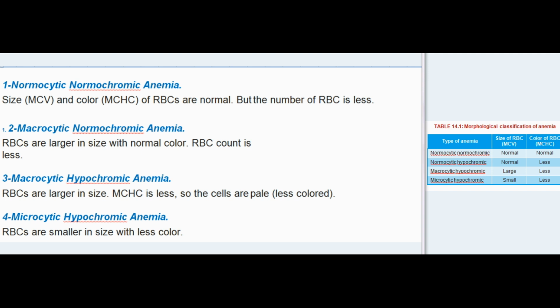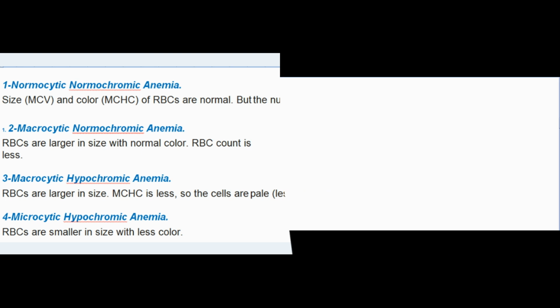Macrocytic normochromic anemia. RBCs are larger in size with normal color. RBC count is less. Macrocytic hypochromic anemia. RBCs are larger in size. MCHC is less, so the cells are pale, less colored. Microcytic hypochromic anemia. RBCs are smaller in size with less color.